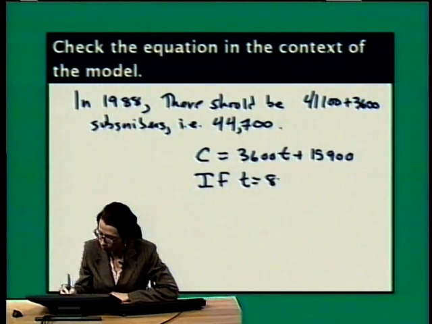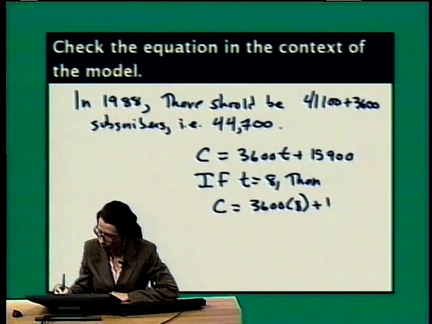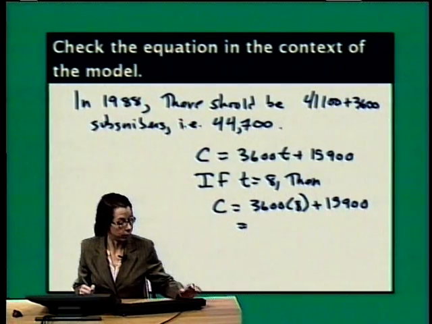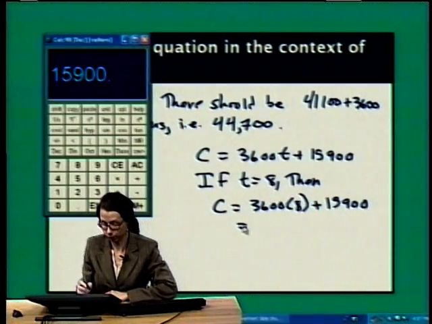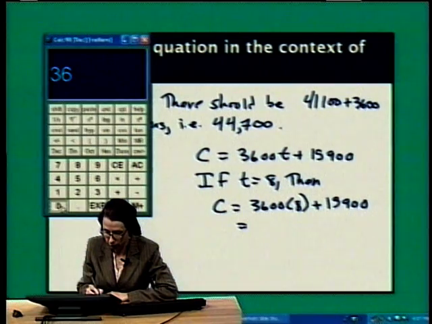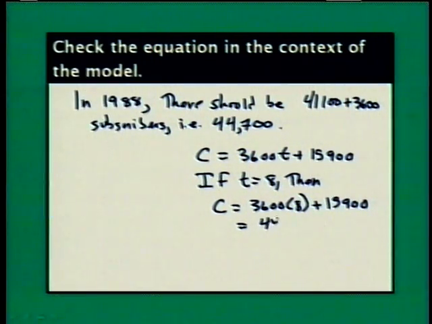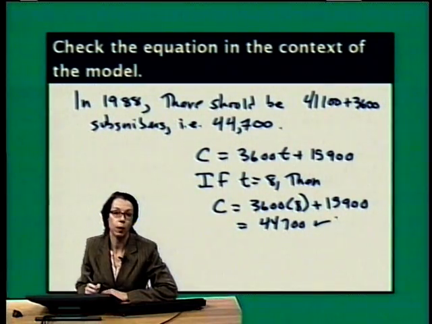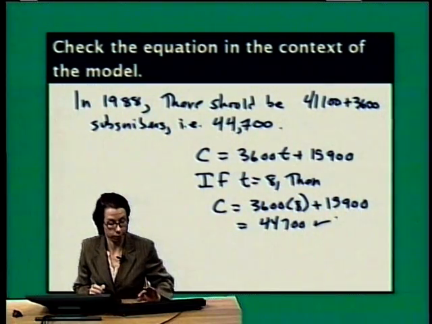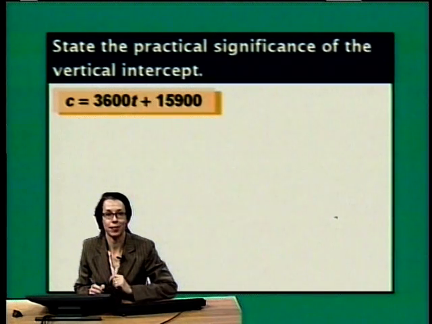So if T equals 8, then C equals 3,600 times 8 plus 15,900. Let's see if this equals what we'd expect it to equal. So 3,600 times 8 plus 15,900 equals 44,700. So my model makes sense in the context. So now let's answer some questions.